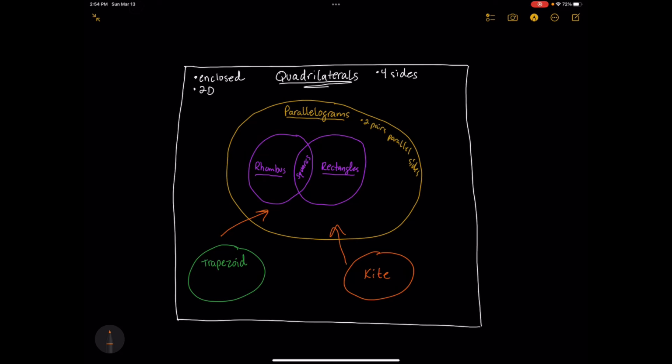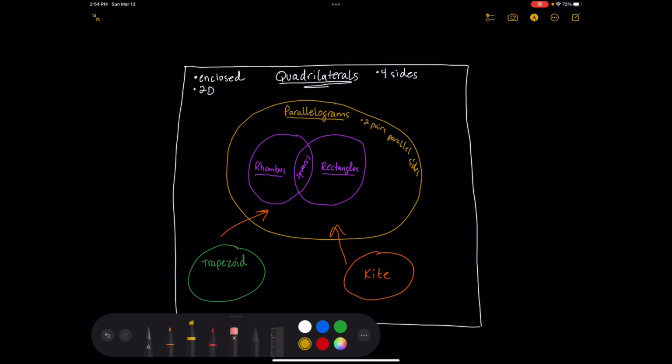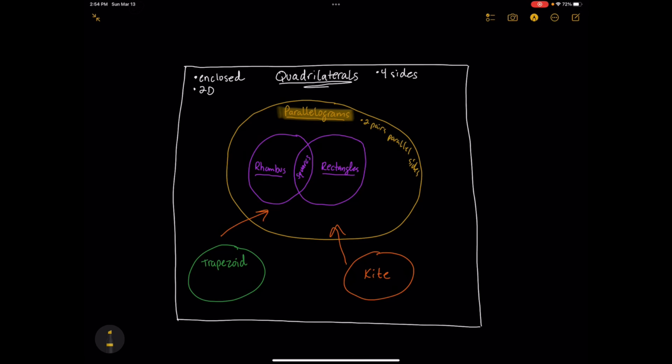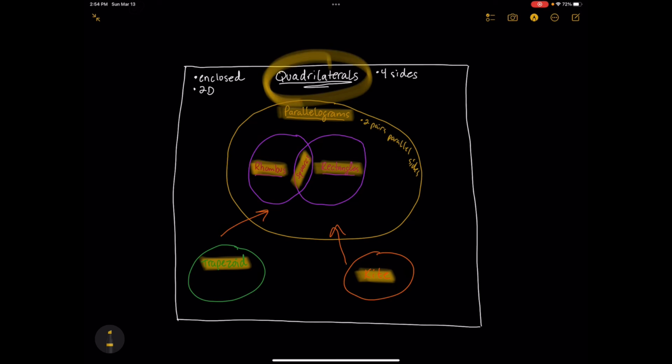Remember, all of these shapes: we have parallelograms, we have rhombus, we have rectangles, we have squares, we have trapezoids, we have kites. They are all quadrilaterals. They all have four sides, and they all are 2D, and they all are an enclosed shape, but they all have their own unique characteristics or things that make them that shape. Okay? Hopefully that helps. Make sure you guys let me know if you have any questions, okay?